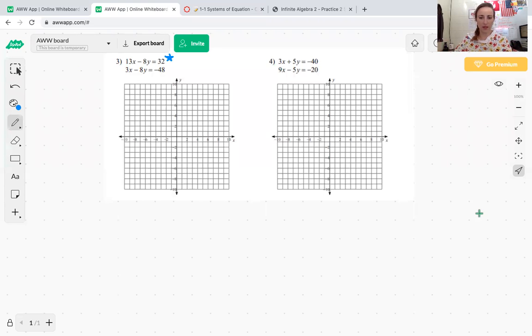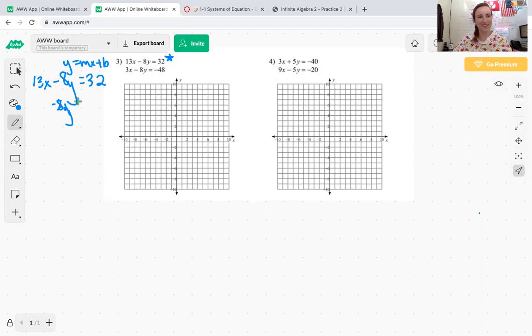Alrighty. So first thing we've got to do is take our first equation, 13x minus 8y is equal to 32. And remember, like all of our other equations, we want them to look like slope-intercept form, y equals mx plus b. So in order to do that, we have to keep our y where it is, so negative 8y.